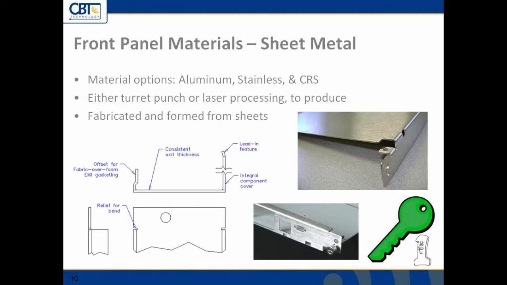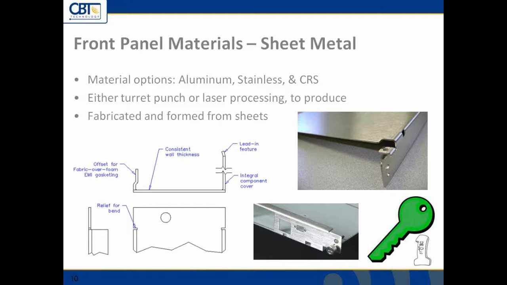So if something needed to be a little bit more rigid, well, then you can choose some different materials, all pretty much being able to be manufactured from the same equipment, that equipment being either turret punching or laser processing. Either one of those processes can be used to produce the material.